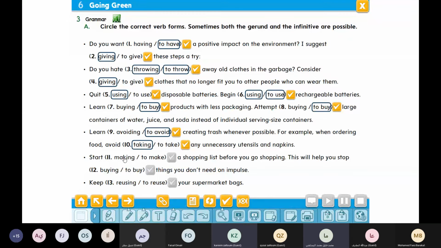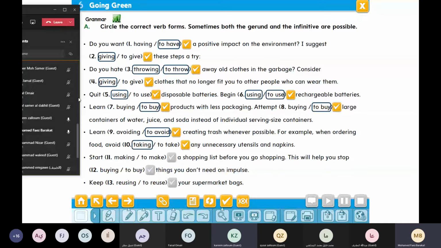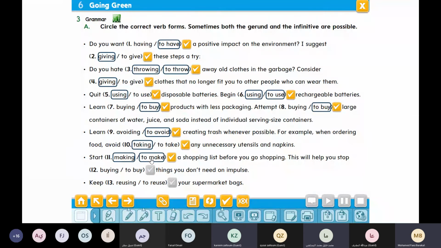Good. Next, number 11, start. Teacher, can I answer? Start making a shopping list before you go shopping. Good. So start here is followed by both. Making or to make. This will help you stop buying things. Good. Buying. This will help you stop buying things you don't need on impulse.